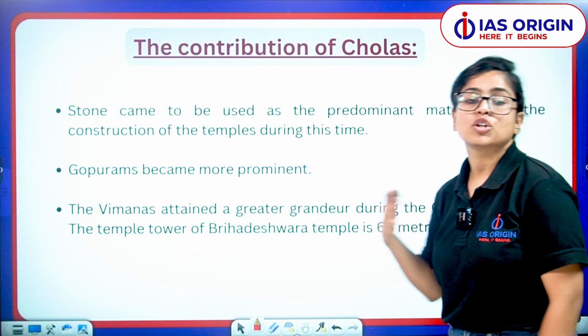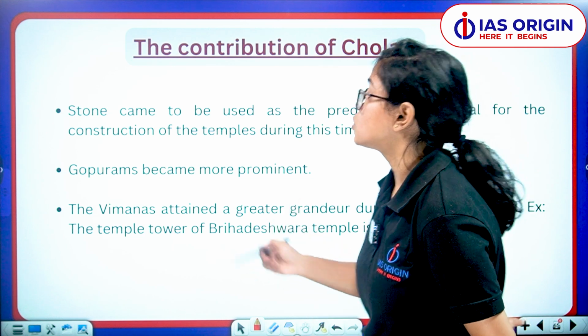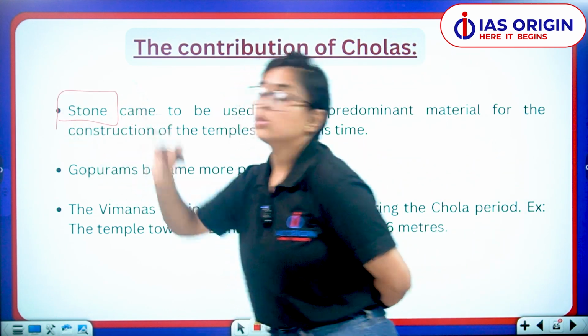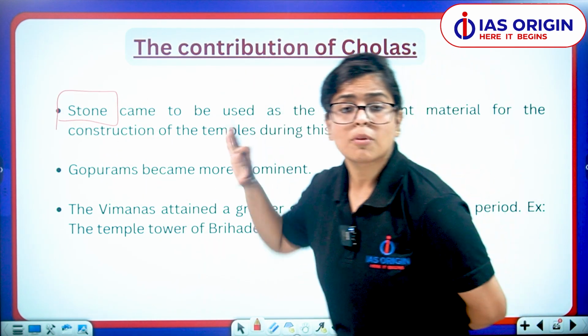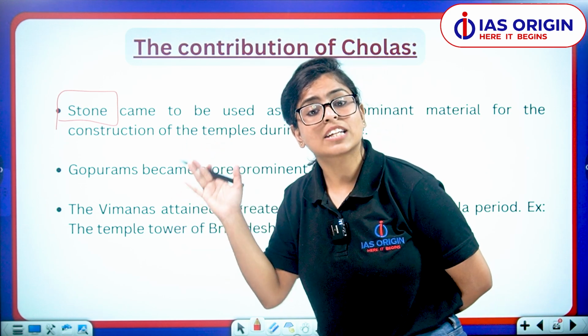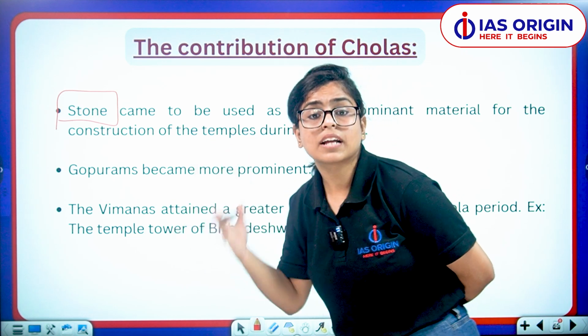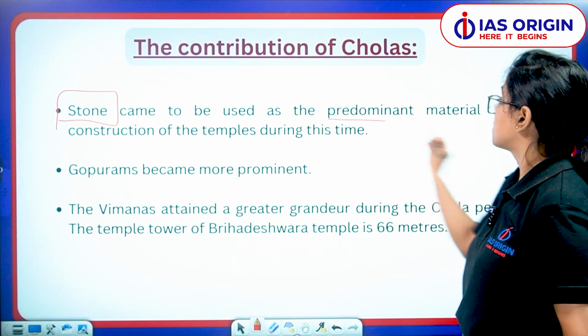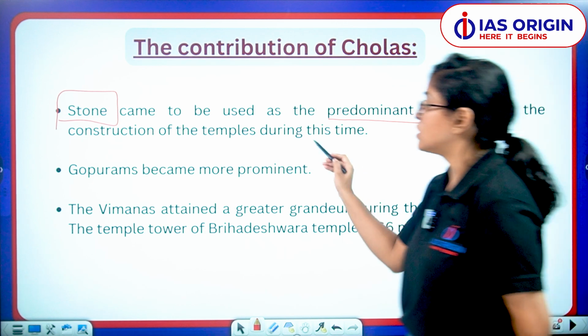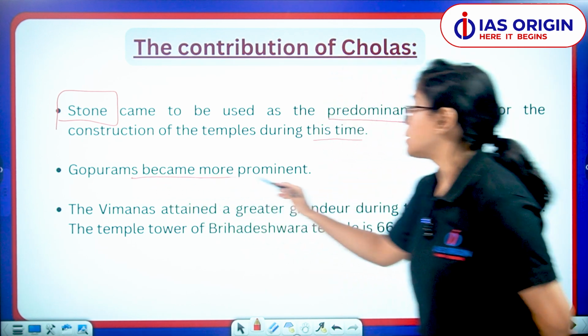Next is a contribution of the Chola dynasty. When we talk about Chola dynasty, stone came to be used in their construction. When we talk about the architecture, they followed the basic architecture that was followed during the time of Pallava rulers, and they gained refinement along with the time, and the stone became a predominant material for the construction of the temple, and gopurams became more prominent.